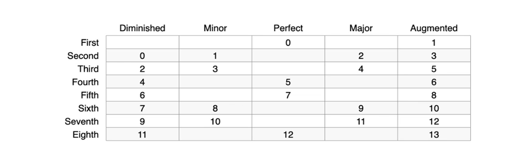And more importantly, this chart shows the number of semitones that each specific interval contains. So if I wanted to go up from a C up to a perfect fifth, I go up 7 semitones. If I wanted to go from a C up to a major sixth, I go up 9 semitones. If I wanted to go from a C up to a diminished sixth, I go up 7 semitones, and so on.